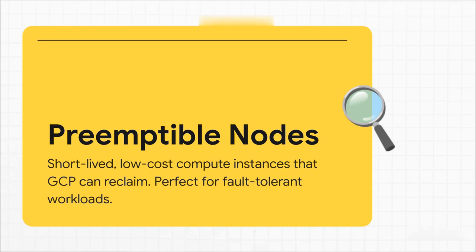Now, what's the catch? The catch is that Google can take them back with very little notice. This makes them absolutely perfect, but only for workloads that can handle being interrupted and starting over. And when I say massive discount, I'm not kidding. We are talking about potential cost savings of up to 80% compared to standard machines. When you start using these for big batch jobs or data analysis, the savings can be absolutely astronomical.